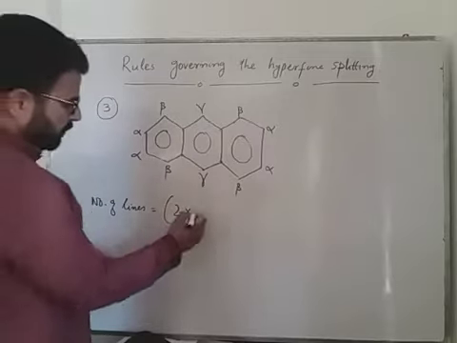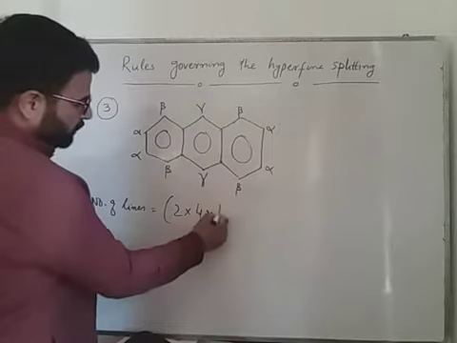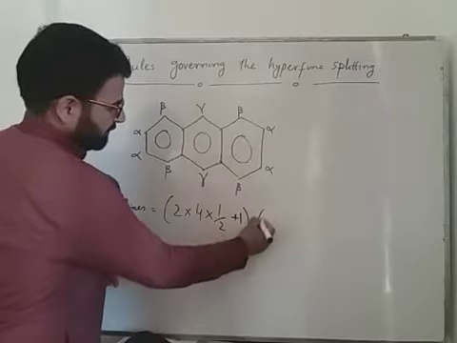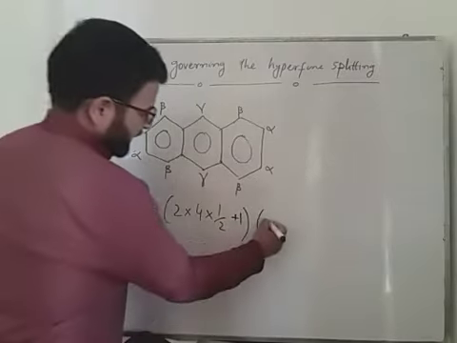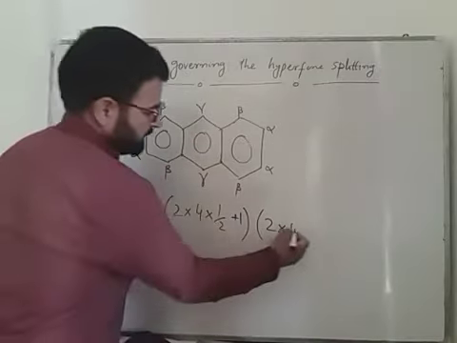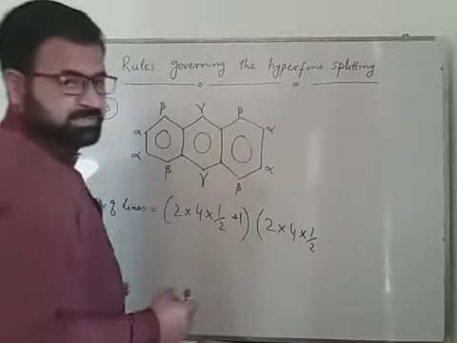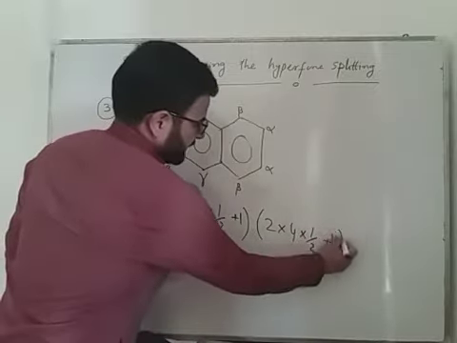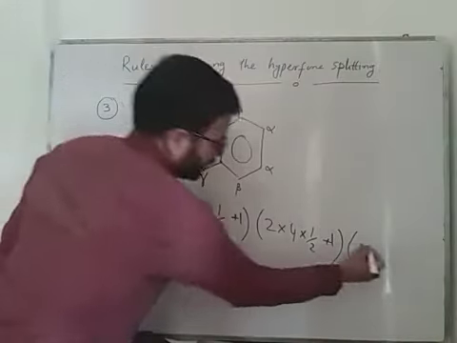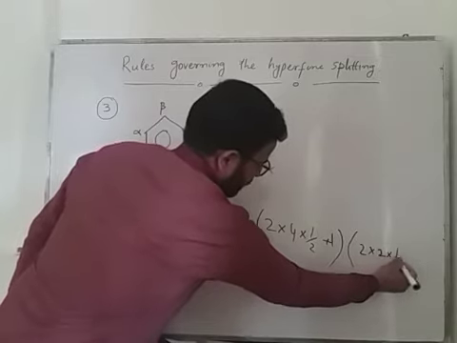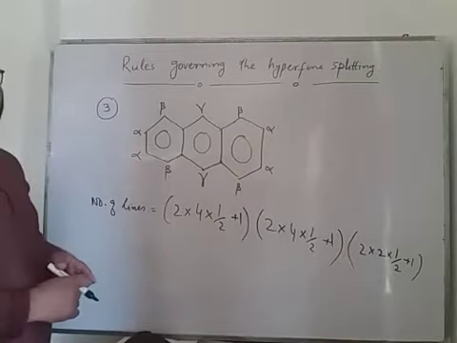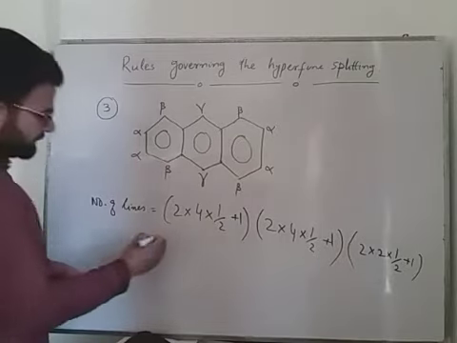For the alpha set, they are 4 in number. For N, we will write 4 into 1 by 2, because for hydrogen I is 1 by 2, plus 1, multiplied by, now we will take beta, that is again 2 into N is 4, because in the beta set we have 4 types of protons, into 1 by 2, that spin is 1 by 2, plus 1. And for gamma we will write 2 multiplied by, here N is only 2 because there are 2 protons in the gamma set, into 1 by 2 plus 1.